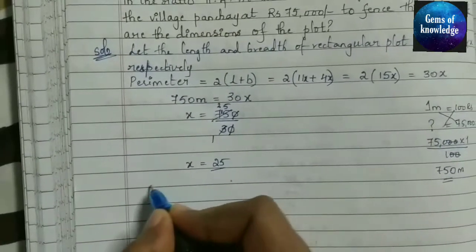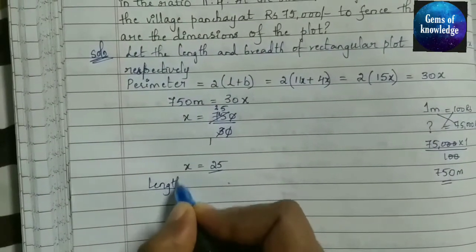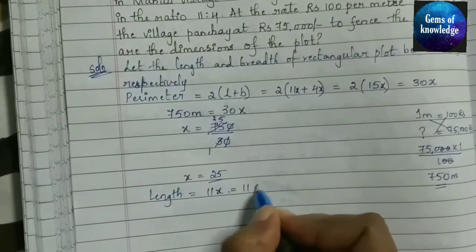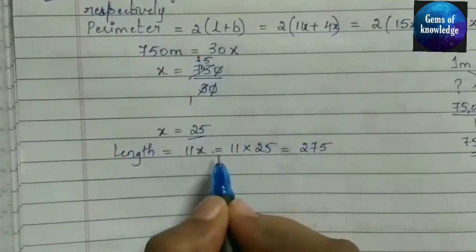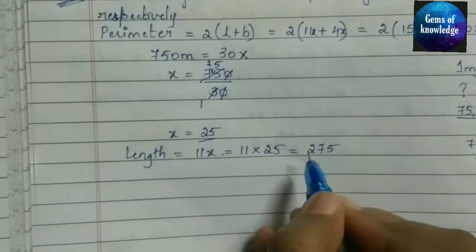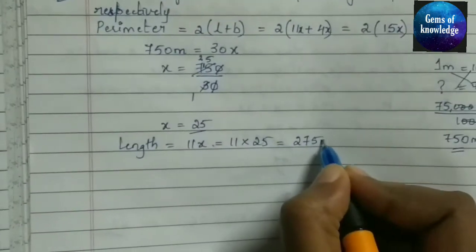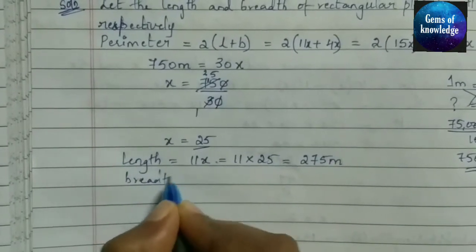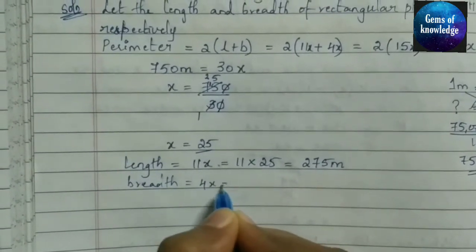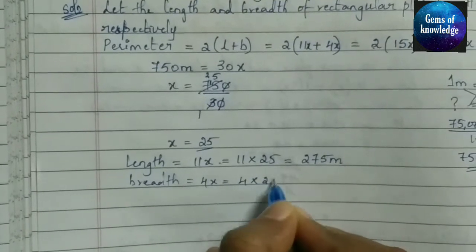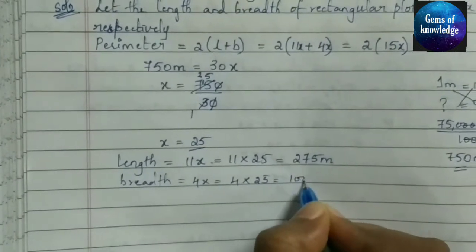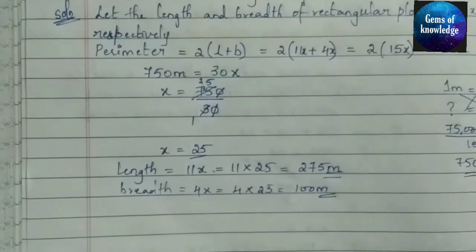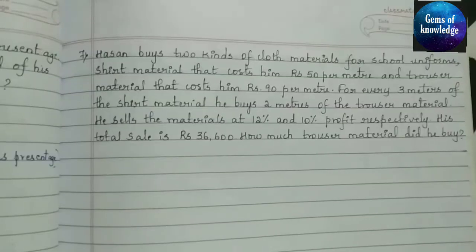So let us substitute length is equals to, it has given as length is equals to 11x. So that is 11 into 25. When we multiply 11 into 25, we are getting the answer as 275 meter. Similarly, the breadth value we are having, breadth is nothing but it is 4x. So 4 into 25, we are getting again 100 meter. So this is the value of length as well as breadth.